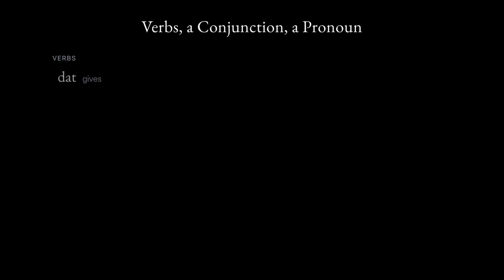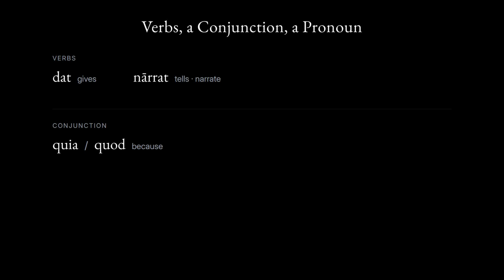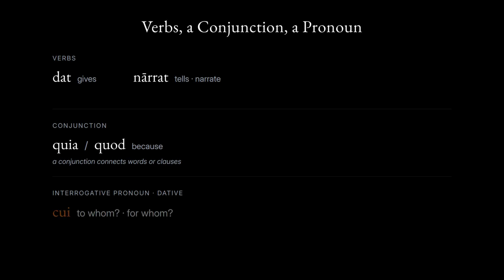2 new verbs. Dat. He, she, or it gives. Narrat. He, she, or it tells. Think narrate. A new conjunction. Quia. It means because. The alternate form is Quod. Both mean because. A conjunction connects words or clauses. One interrogative pronoun in the dative. Cui. It means to whom or for whom.